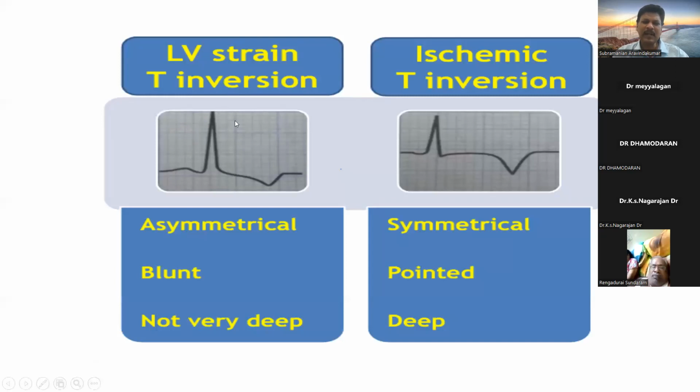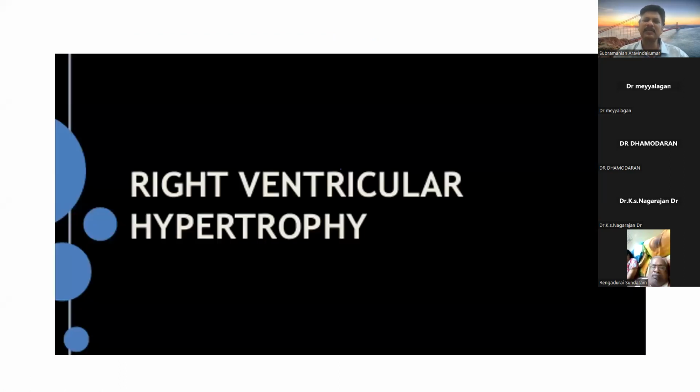So the LV strain pattern, see here, is asymmetrical, blunt, not very deep. Whereas ischemic T is symmetrical, pointed, and deep. So this is how you have to understand. Even in the presence of LVH, you can find ischemia, where the T wave will be different from the secondary STT changes. So having known completely about left ventricular hypertrophy, we will see what right ventricular hypertrophy is.